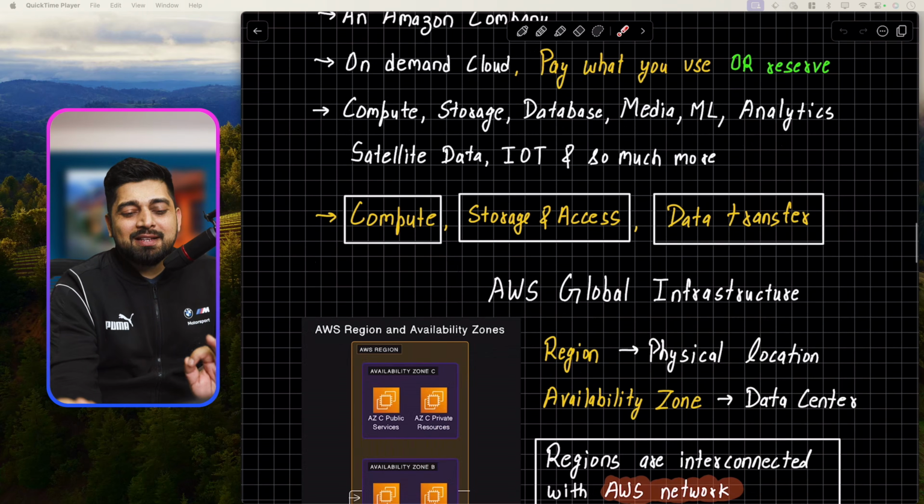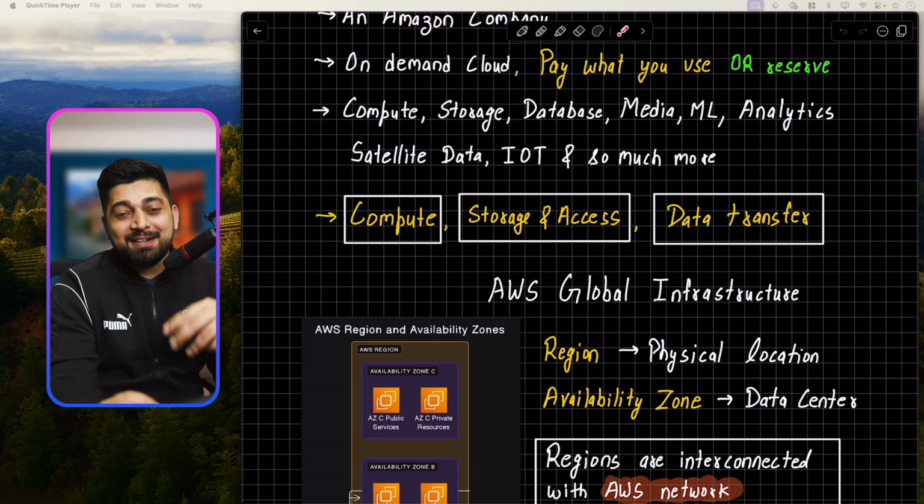The most important thing that you should know about AWS is compute, storage and access, and data transfer. This is where the majority of the charges are, but not the only ones. AWS charges you for the compute, like how many computing devices you are commissioning for yourself. Storage and access, how much storage and how much access you want, or how quickly you want the access.